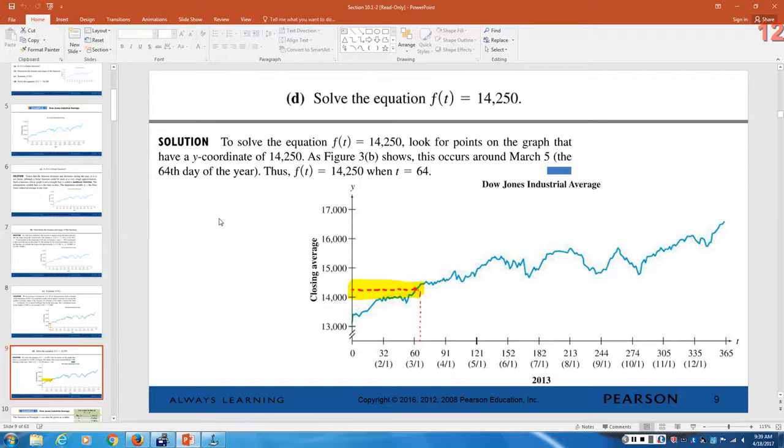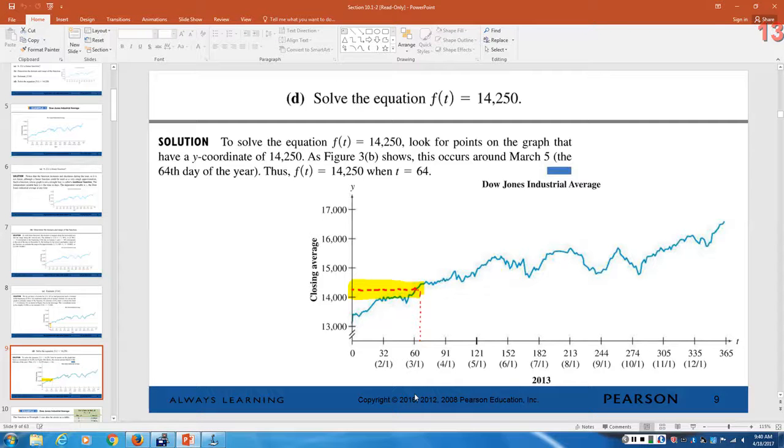And then it says to solve the equation f of t equals 14,250. That means what value of t will give you the Dow Jones Industrial being $14,250. Well, that means I need to go about a quarter of the way between 14,000 and 15,000, because halfway would be 14,500. And then halfway from there to 14,000 would be $14,250. So you would start here, go across to the Dow Jones, and then try to drop down from there and decide about what day that was.